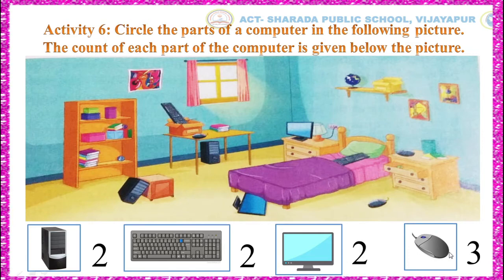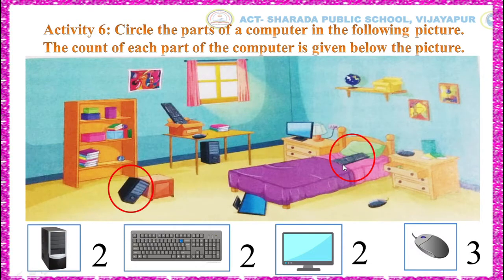Children, you need to circle all the parts of a computer in the given picture. That is, first one is CPU. Here is the CPU. You need to circle like this. Next one is keyboard. Keyboard is here. Now circle it. Similarly, you need to identify all the parts of a computer and circle them.